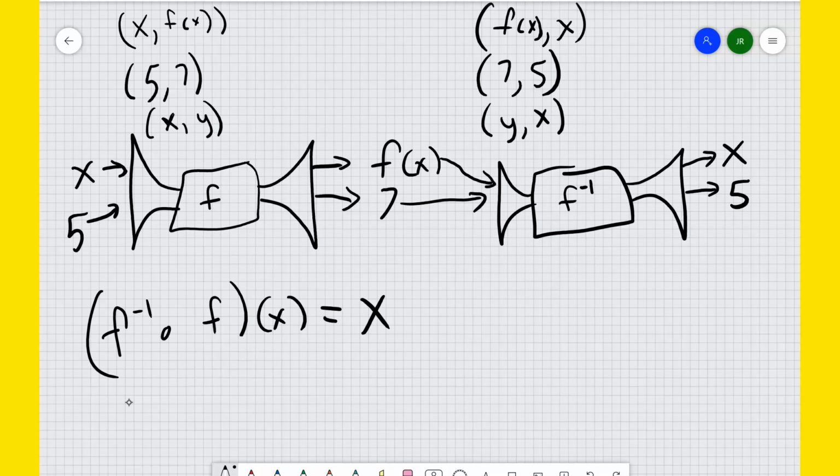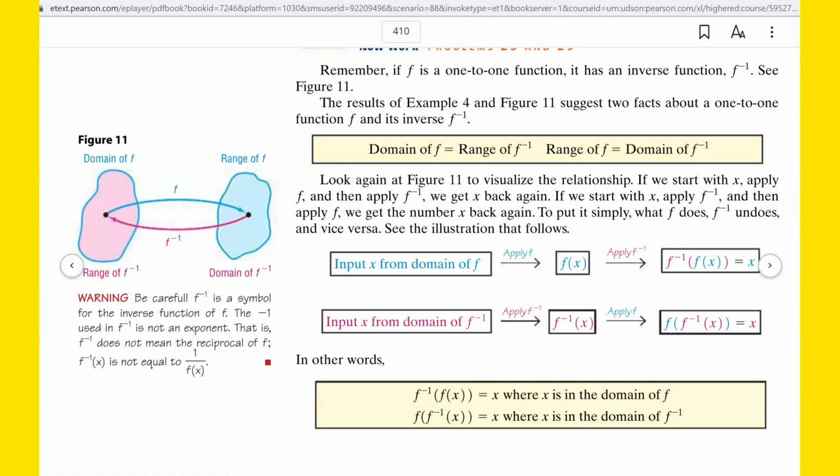All right, and you can go the other way as well. f of f inverse of x is also going to equal x for the same reason. All right, and that's what this also says, the same thing. f inverse of f of x is equal to x. And f of f inverse of x is equal to x.